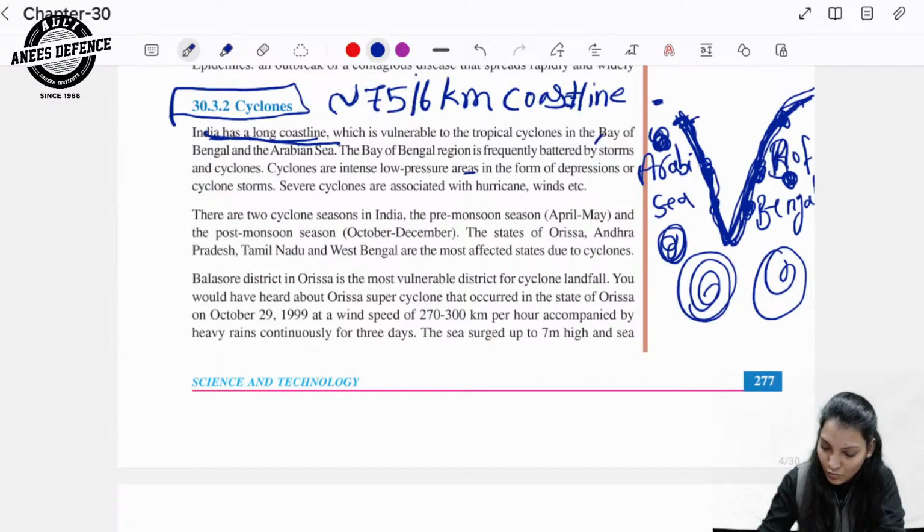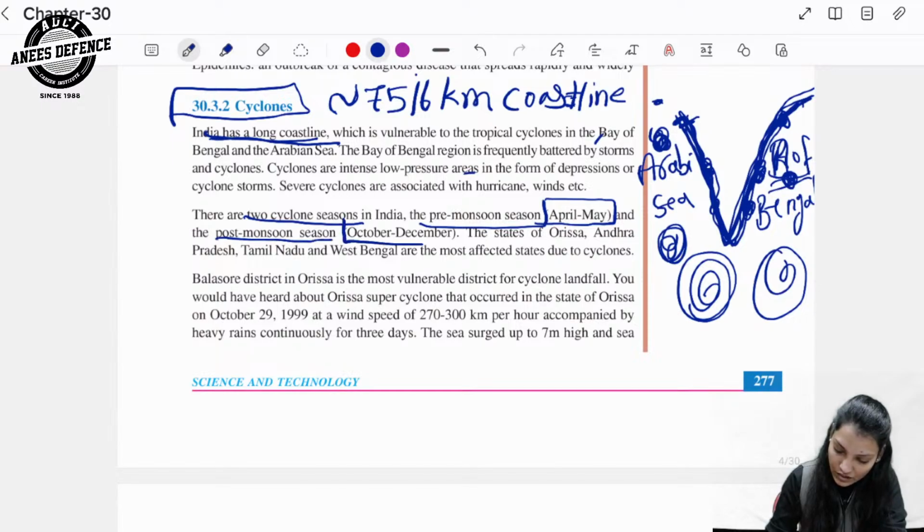Between these two seas, the Bay of Bengal is the region where we get cyclones frequently. The frequency of cyclones in the Bay of Bengal is more than in the Arabian Sea. There are particular seasons in which we can see cyclones. First, the pre-monsoon season, in the months of April and May. Post-monsoon season, October to December. These 2 months and these 3 months. In these months only, we can see cyclones.